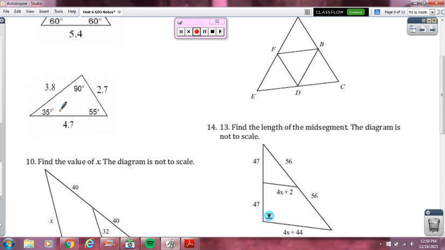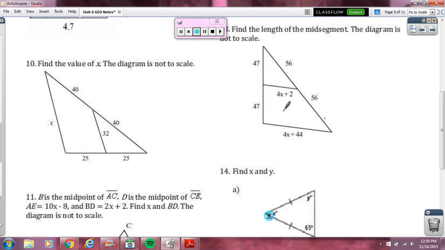Here, all of the angles are different. But this one's 90 degrees, so it's a right triangle. But since all the sides are different, it's a scalene triangle. Number 10, find the value of x.